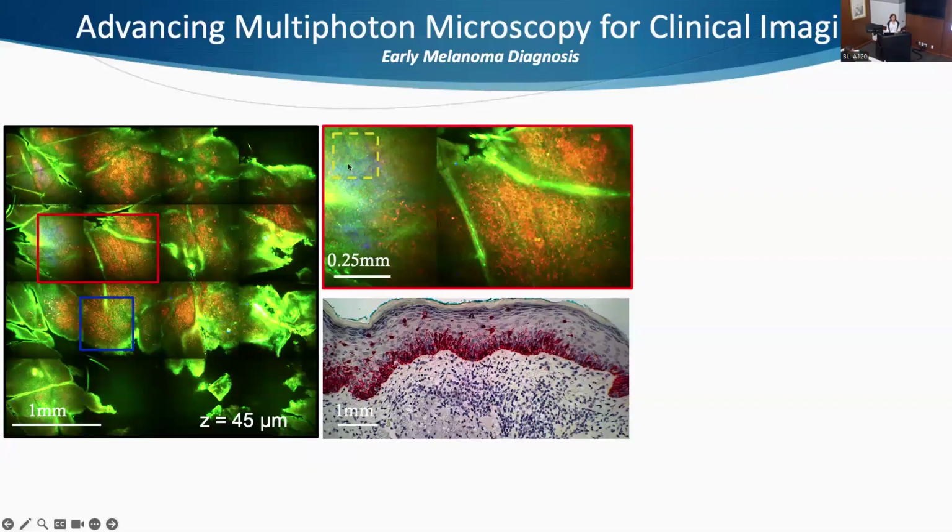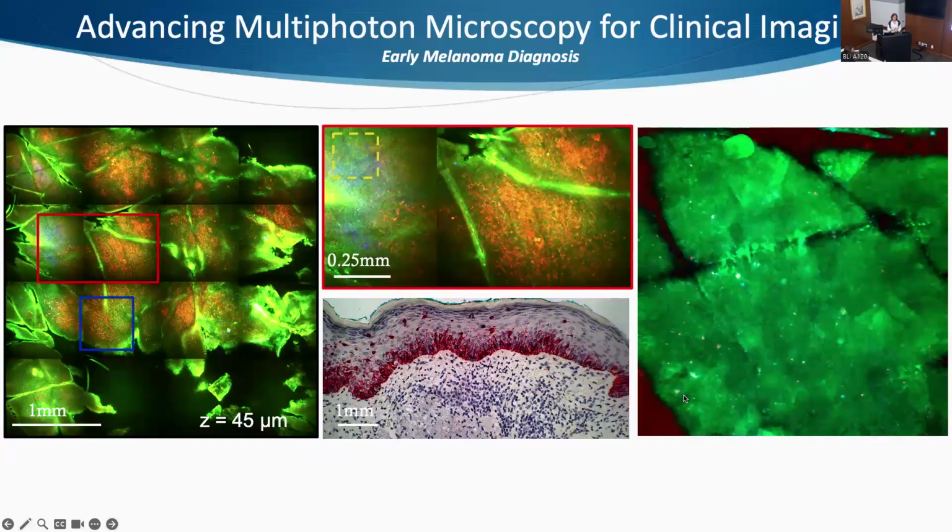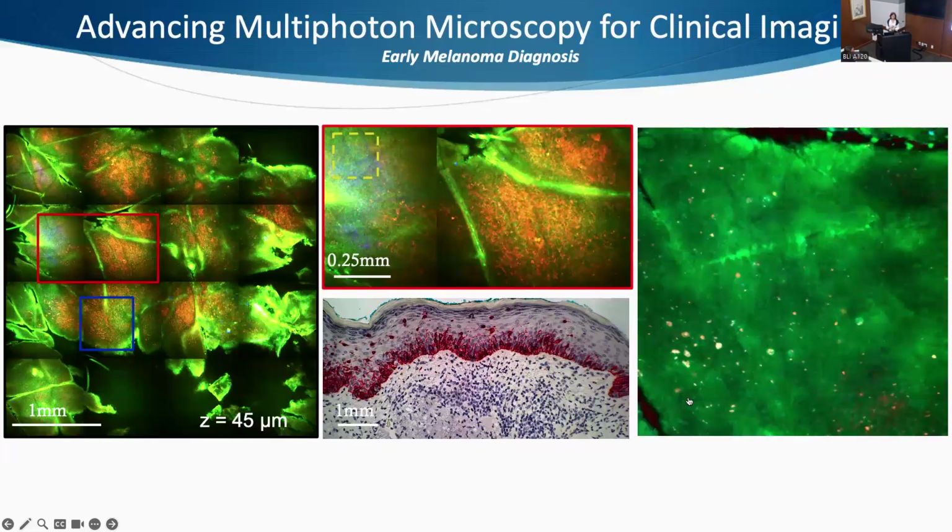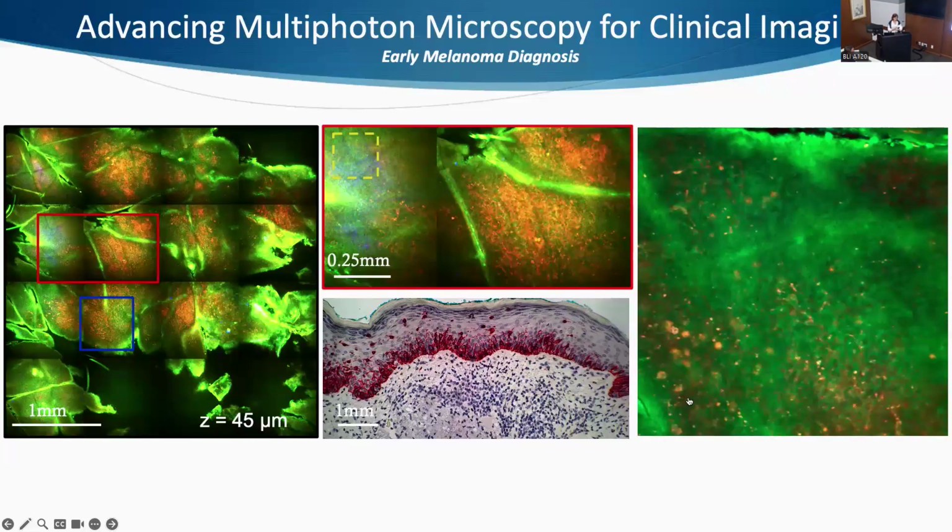So when you zoom in, what you are looking at here is a couple of skin folds. This very red color here, these are pigmented cells, actually melanoma cells and melanocytes. These are non-pigmented keratinocytes. And then we acquire volumetric images of this. I want to go briefly into more details about this.